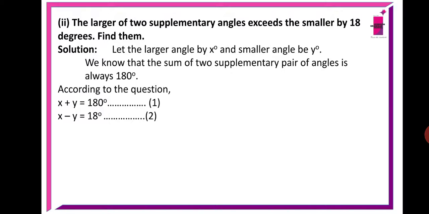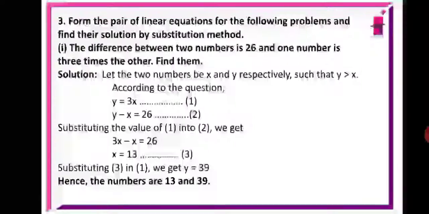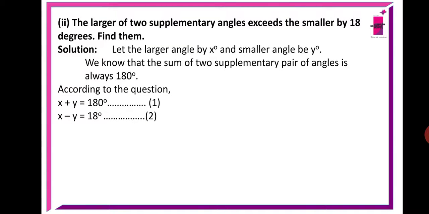Now let the larger angle be x and the smaller angle be y. Then x plus y equal to 180, because they both are supplementary angles. So the first equation you will get is x plus y equal to 180, and the larger exceeds the smaller by 18. I have taken x as larger, so x minus y equal to 18. So you got both equations.